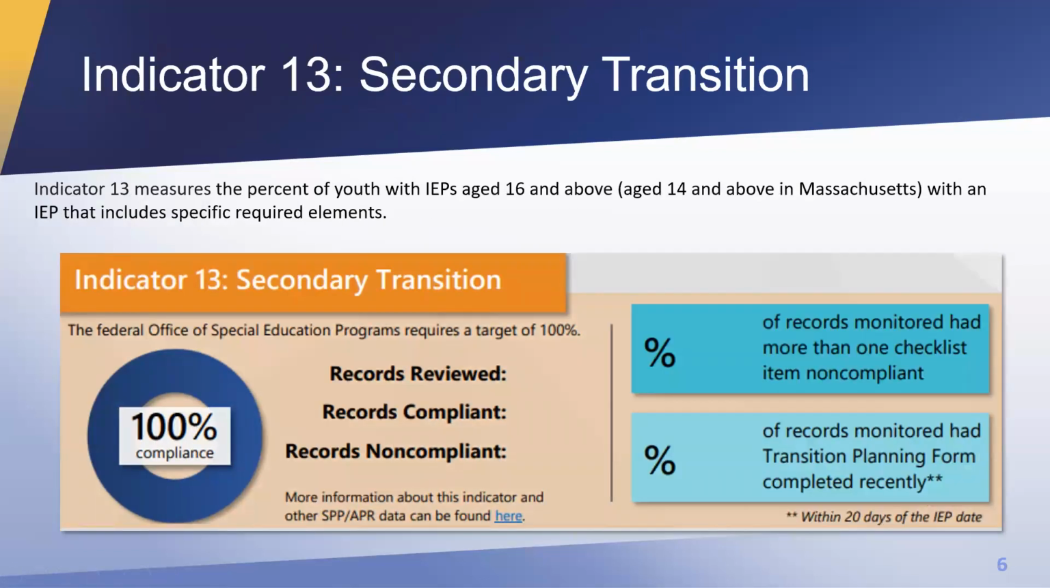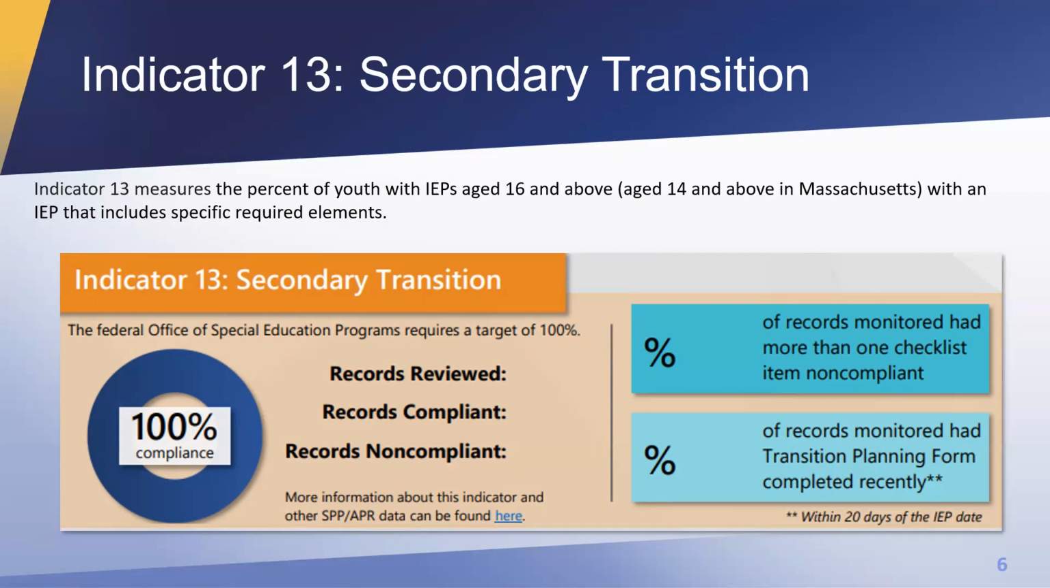So in our natural progression of students, this is indicator 13. This is our secondary transition. And indicator 13 measures the percentage of youth with IEPs ages 16 and above. And I know that's just for Massachusetts purposes, we do collect age 14 and above. And the IEP includes appropriate measurable post-secondary goals that are annually updated and based on age-appropriate transition assessment. Transition services, including courses of study that will reasonably enable the student to meet those post-secondary goals. Annual IEP goals related to the student's transition services needs.